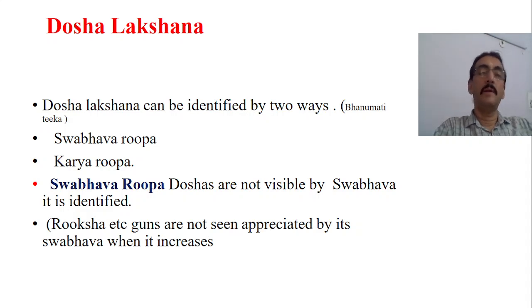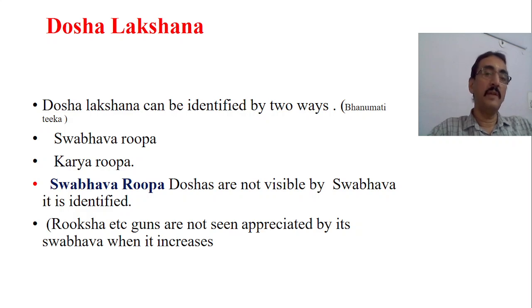So, anyway, we will continue with our topic, analysis of the doshas. Dosha prakriti, etc., we have seen in the last class. Today we will discuss dosha lakshanas. Now, what do you mean by dosha lakshanas? Bhanumati Tika very clearly explains: dosha lakshana can be identified in two ways. One is swabhava rupa and another one is karya rupa. These are the two ways you can identify the dosha lakshanas.